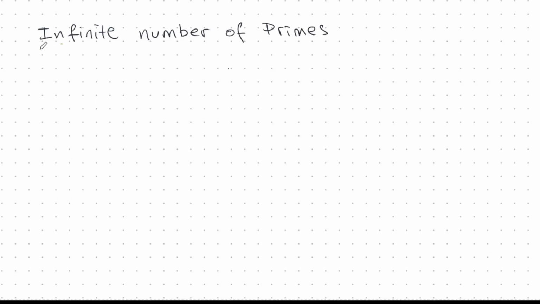There are an infinite number of primes. But how do we know this? How can we prove this? There's Euclid's proof, which is very, very famous. I'm sure you've seen it.